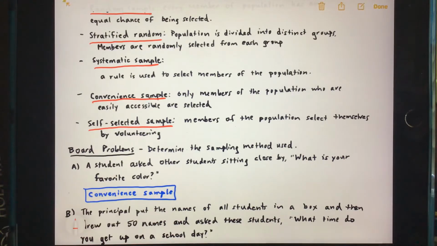Self-selected sample. So in this particular case, again, you might not get a representative sample of the entire population because a self-selected sample works this way.